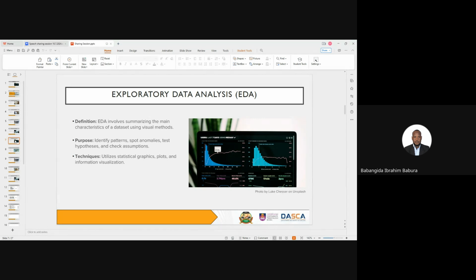And the purpose of exploratory data analysis is to identify patterns, spot anomalies, test hypotheses, and check assumptions. The technique utilizes statistical graphics, plots, and information visualization. If you look at this description, you see that exploratory data analysis and visual analytics have so many things in common. So that is why I discuss the next slide.